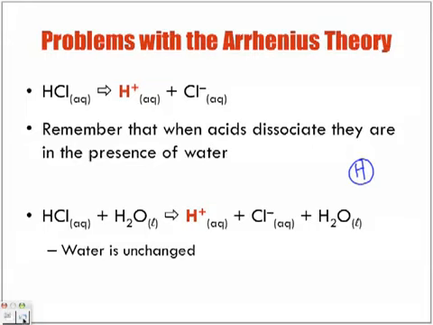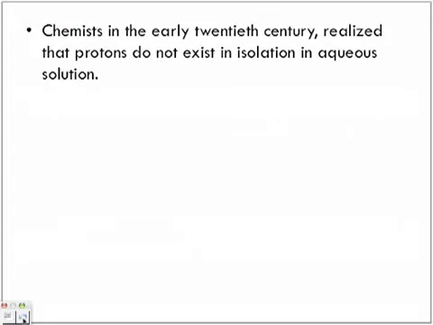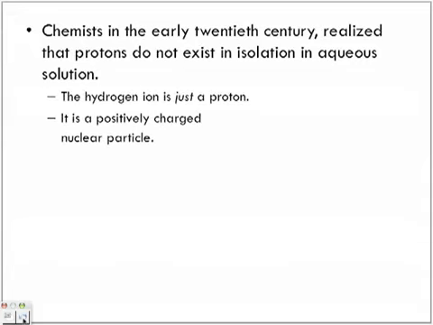So that's really where the question is. What we're also going to see is protons really don't remain in these types of aqueous solutions as is. They're not going to circle around. So chemists in the early 20th century realized that protons do not exist in isolation in aqueous solutions. So they can't dissociate that way. So where do they go? That's really what we're going to be looking at right now. The hydrogen ion, as we said, is just a proton. It is a positively charged nuclear particle. No neutrons, no electrons. Just that one proton, that's it.